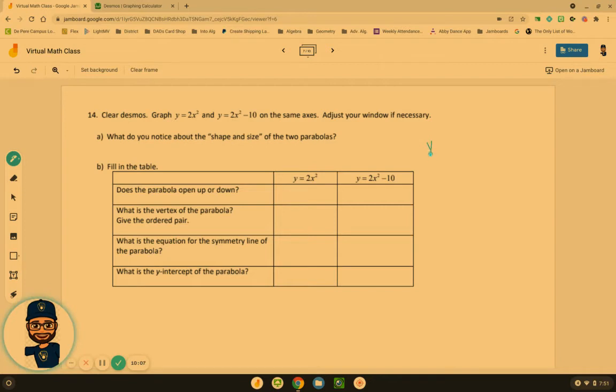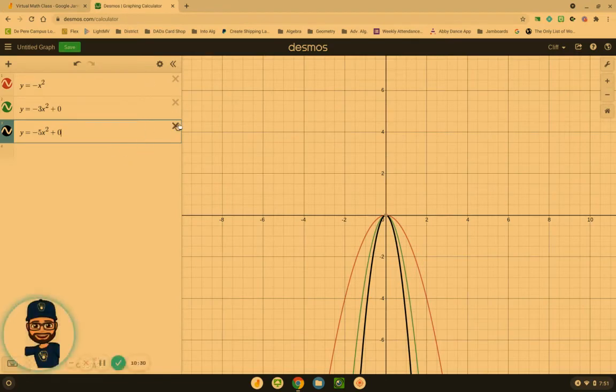Now, what happens, though, if we change it? So far, we've only been working with y equals ax squared plus nothing. We didn't have any other number out here. Now, what we're going to do is add something called a c value. So I'm going to graph these two over here on Desmos.